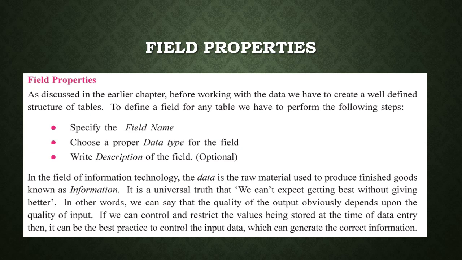So it is universally true that we cannot expect to get the best without giving the better. In other words, the quality of the output obviously depends upon the quality of input. That is most important. That's why we say garbage in, garbage out. If you give a good input, you will get a good output. But if you give a wrong input, you will get a wrong output. So the input is the most important factor. We have to decide first what the input will be. I hope you got it.